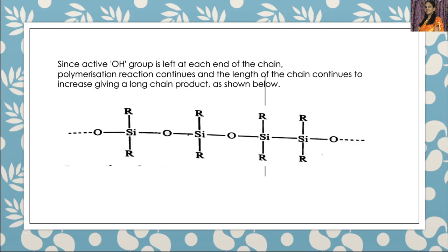If one more molecule of such a dialkyl dihydroxy silane combines with this one, the length of the chain increases and the polymerization reaction continues, giving a long chain product like this. This reaction continues because the active OH group is present at both ends.